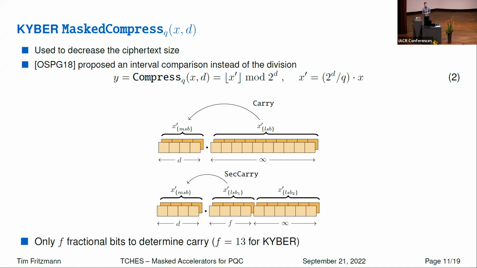However, in our work, we found out that in principle, F decimal places are sufficient in order to compute a correct carry computation with two shares. So the masked ciphertext compression tolerates an approximated quotient. And the number of decimal places F that we require is dependent on the scheme and on the modulus. For Kyber, it is, for example, 13.